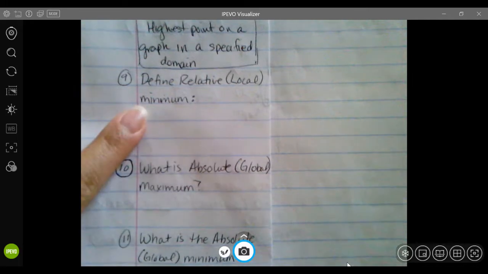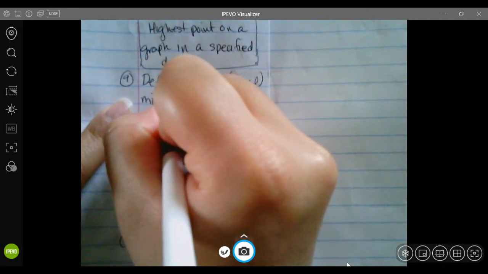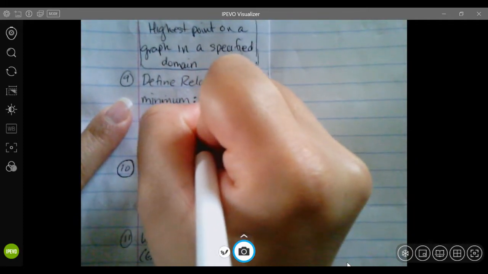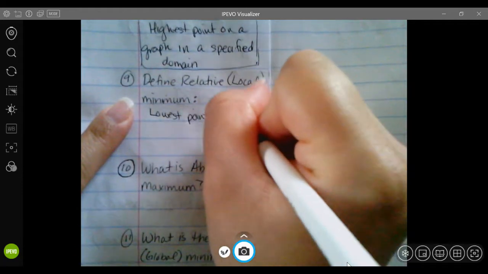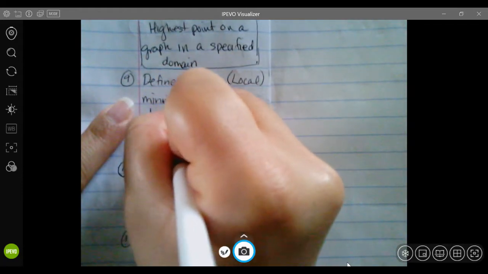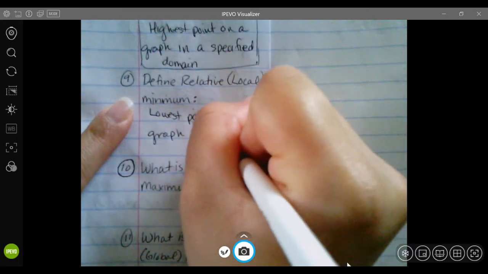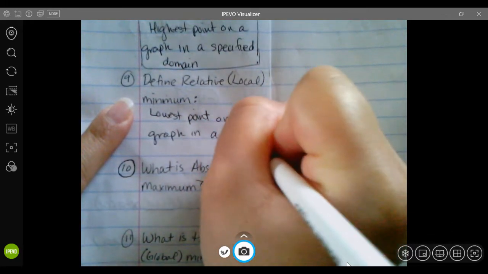Okay, same thing with the minimum, but now it's going to be the lowest point. So the lowest point on a graph in a specified domain.